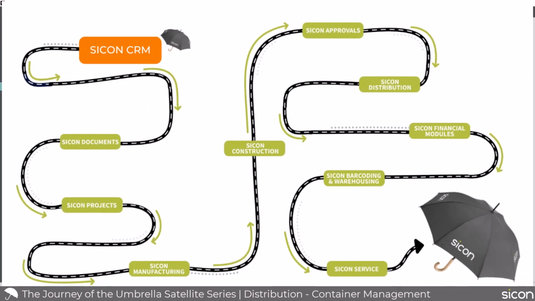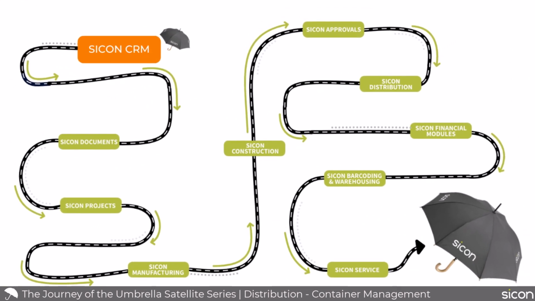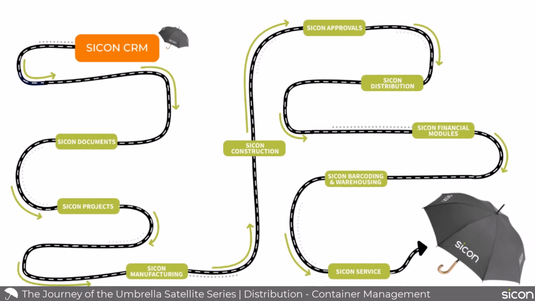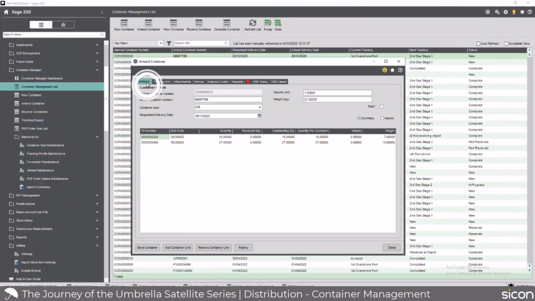If you go back onto the journey of the umbrella, the very first stop off point in our journey of the umbrella was CRM. So if it's of interest to you, please do have a look at it. I think it's a very, very powerful solution for CRM task management inside of standard Sage. There's also a web front end for it as well. So back to our container.